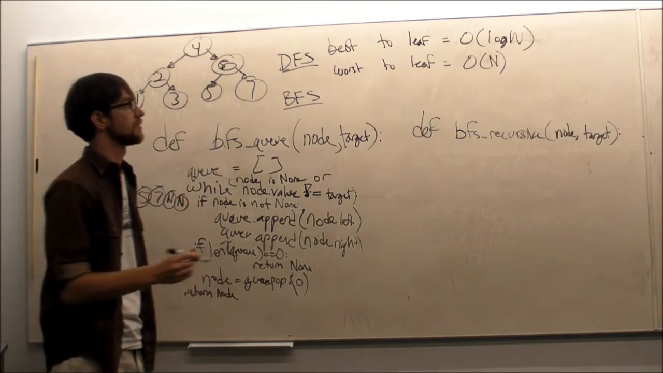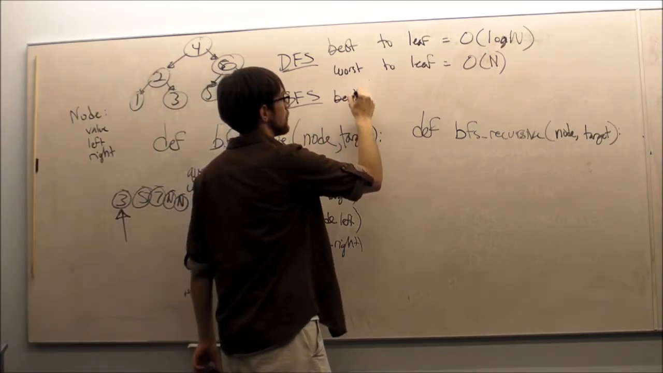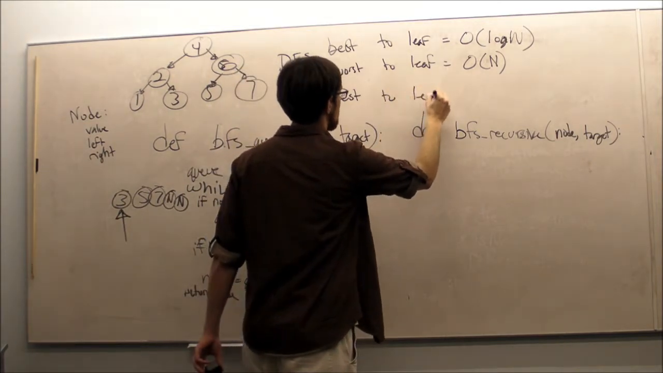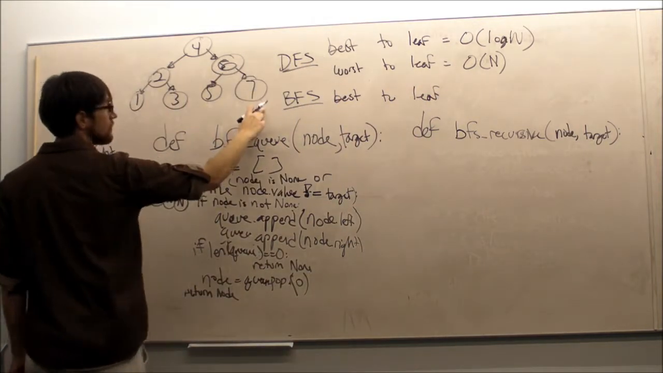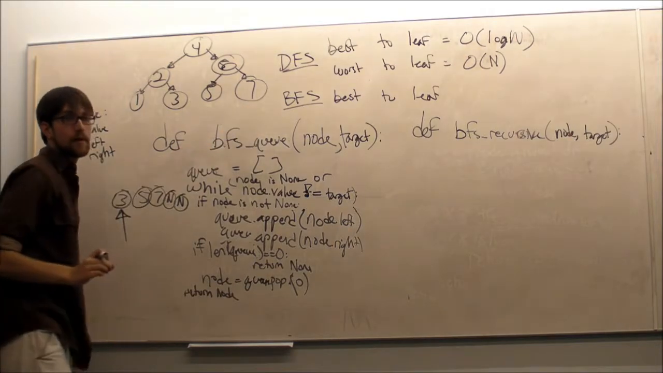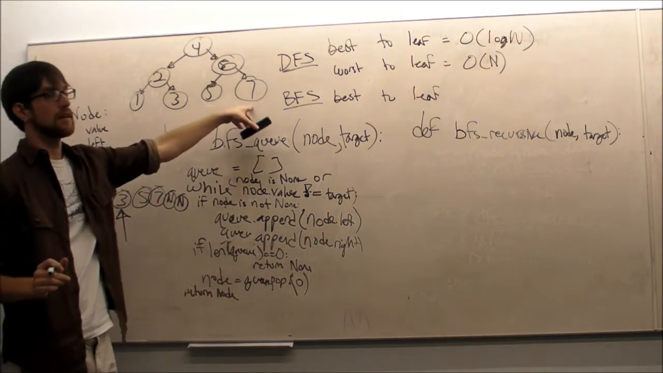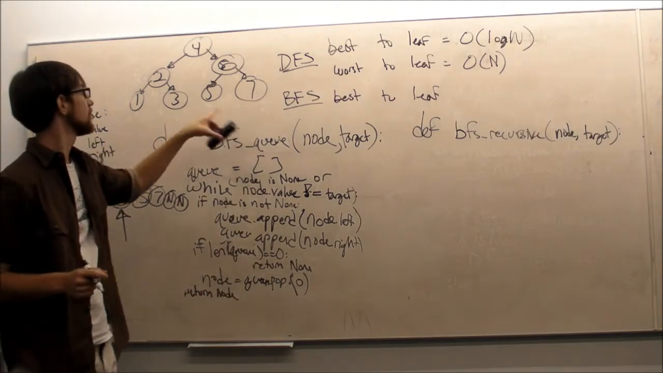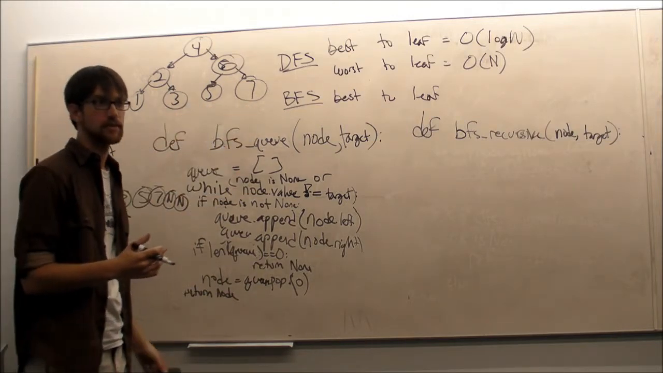To get to a leaf. So a leaf, again, is this bottom row of nodes. So it's n minus the last row? Yep. Minus however many are on the last row. So it's n over 2. So the last row ends up being half the size of the rest of the tree.